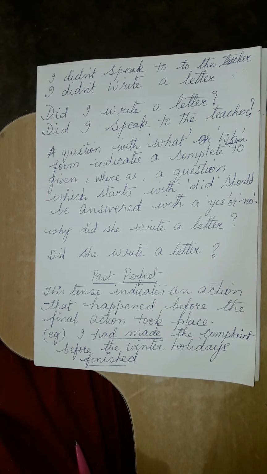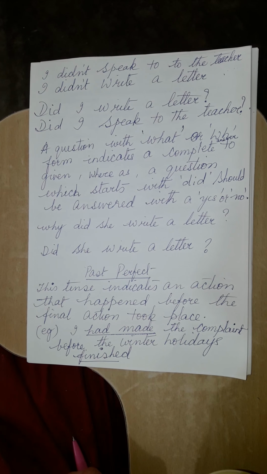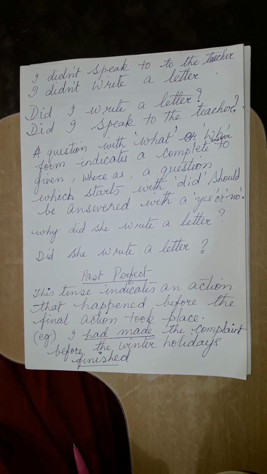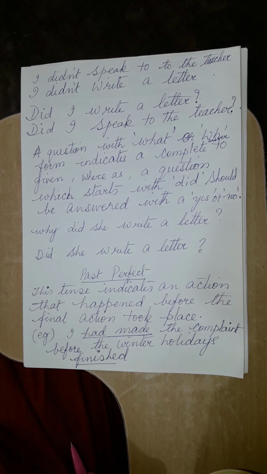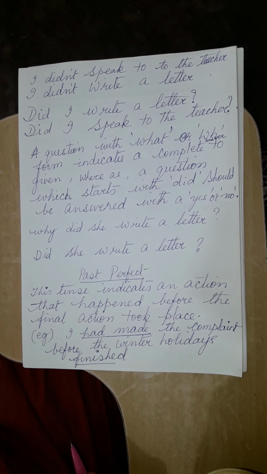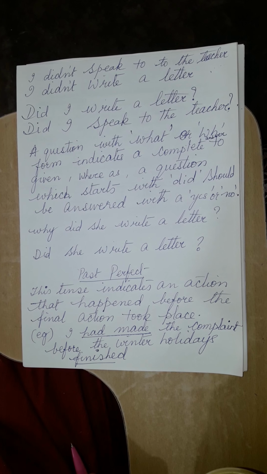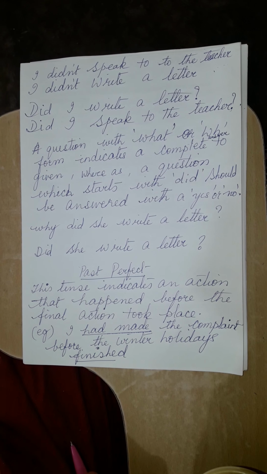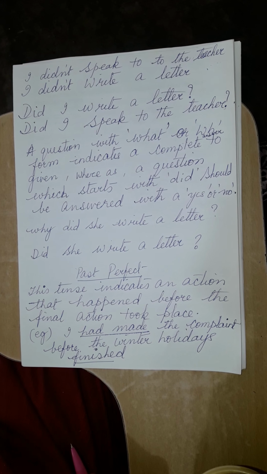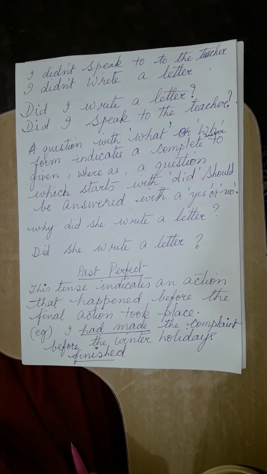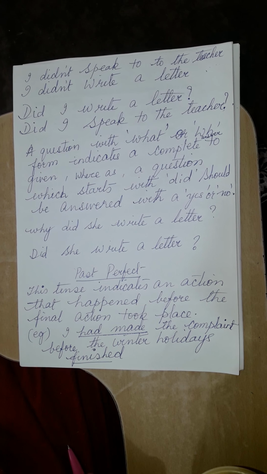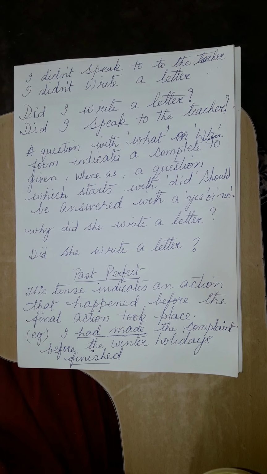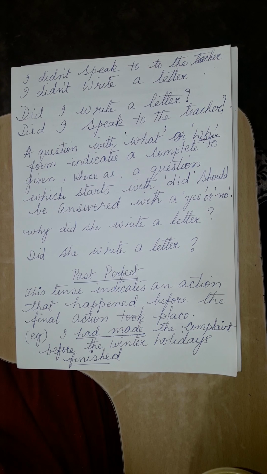What is past perfect? When do we use it? Past perfect indicates an action that happened before the final action took place. That is, two actions had taken place in that particular situation. Now, for example, I had made the complaint before the winter holidays finished. I had made the complaint.